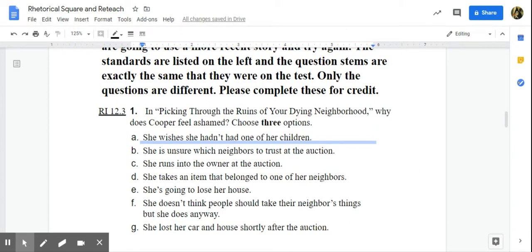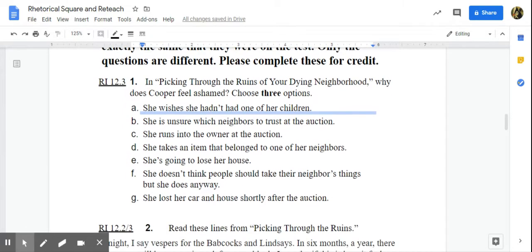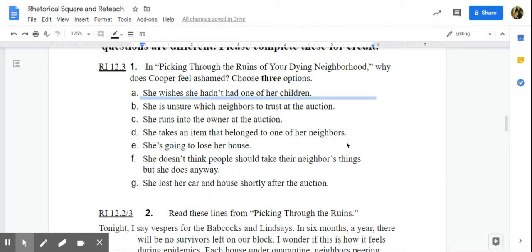So, number 1, in picking through the ruins of your dying neighborhood, why does Cooper, that's our author, feel ashamed? You're going to choose 3 options. If you do not choose 3, you automatically get this question wrong. So, do process of elimination. Which ones are the most strong for answering this question? Why does she feel ashamed? Okay, so you're picking 3.